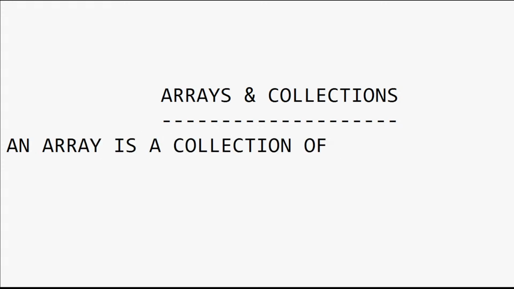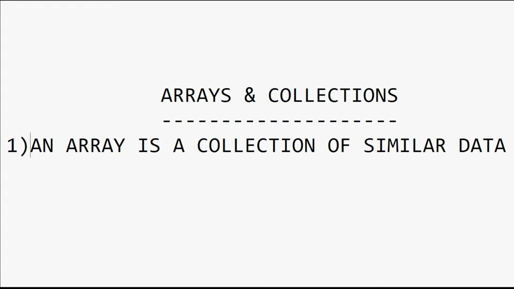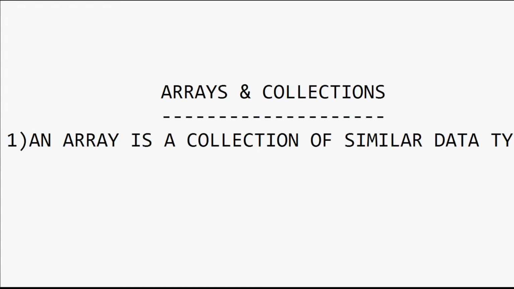As I discussed, an array is a collection of elements with similar data types. That is our first point when we are discussing arrays: an array is a collection of similar data types.